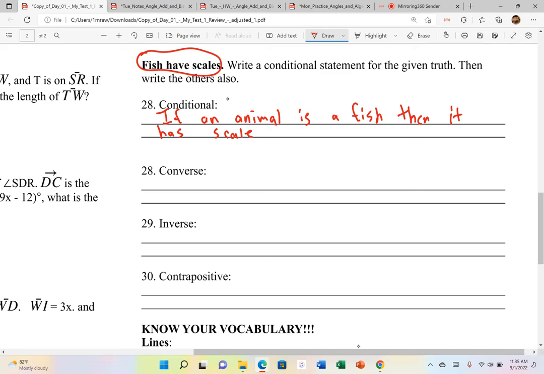And whenever we do conditional statements, this is saying if P, then Q, where P and Q are my hypothesis and conclusion. So if an animal is a fish, so animal is a fish is my hypothesis, then it has scales is my conclusion. Right? Okay, that's my original conditional statement.